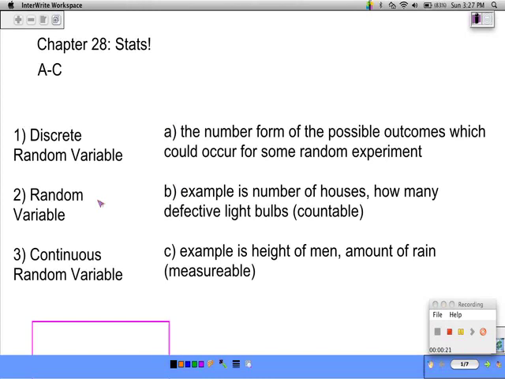Okay, first off, a random variable is the number form of the possible outcomes which could occur for some random experiment. So it's the thing that's changing from one outcome to the next. A discrete random variable is something that is countable. For instance, the number of houses or defective light bulbs. You can physically count those. And a continuous random variable is something that can be measurable. For instance, the heights of men or the amount of rain. It's something that you can measure, and it could be any number, but you measure to find it, as opposed to counting.